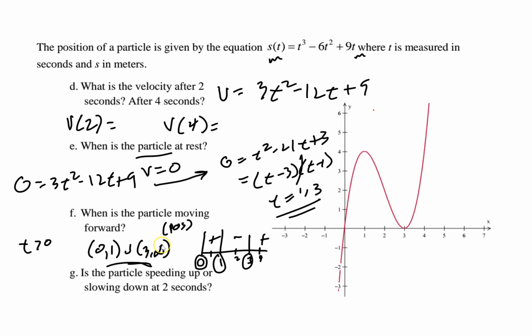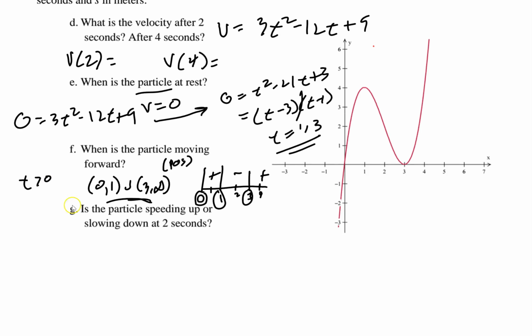So it's moving forward. Is the particle speeding up or slowing down at 2 seconds? So this one's a little tricky, right? I wonder if it's speeding up or slowing down. Remember, speeding up is when both the same sign. Velocity and acceleration are both positive, or velocity and acceleration are both negative. That's speeding up. They're working together.